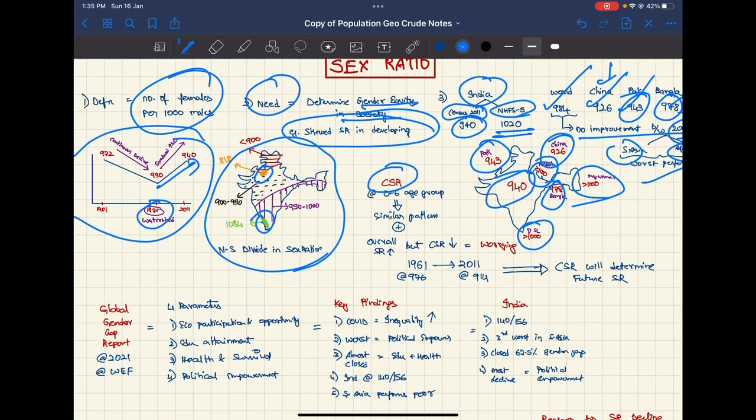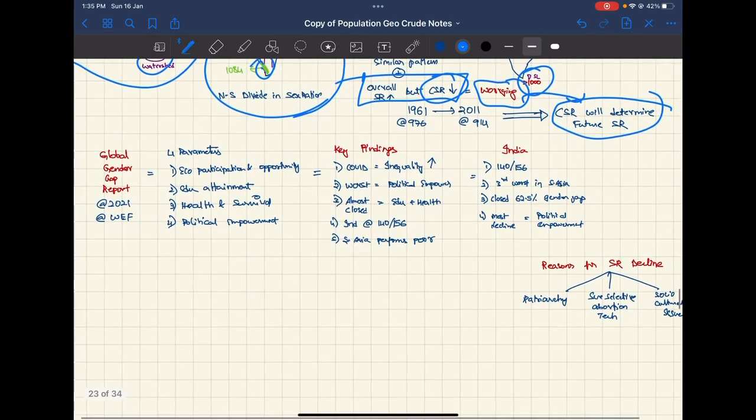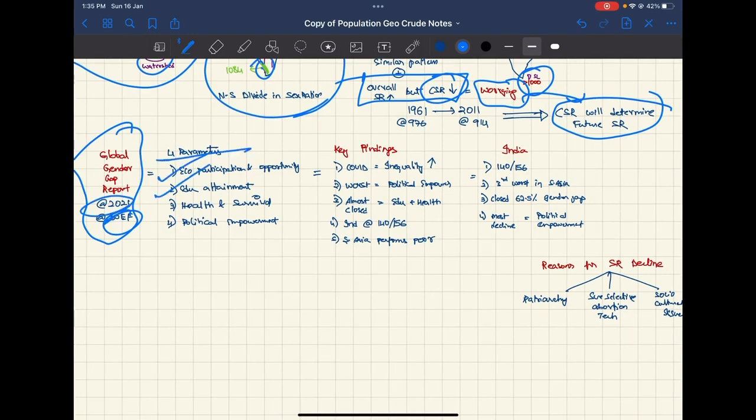It is very low. Although the sex ratio is improving, the child sex ratio is falling. This is very worrying because the child sex ratio will determine the future sex ratio. According to the Global Gender Gap Report given by the World Economic Forum in 2021, it considers four parameters, which are economic participation, educational attainment, health and survival, and political empowerment.